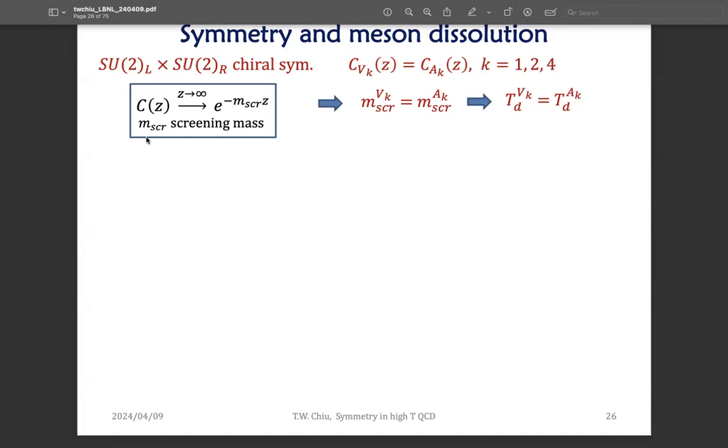So the degeneracy of the correlator implies the degeneracy of the screening mass. So the vector and the axial vector have the same screening mass. That means if they dissolve at some temperature Td, then they will dissolve at the same temperature. This is just because the symmetry is restored. After symmetry is restored, the vector and the axial vector will dissolve at the same temperature.